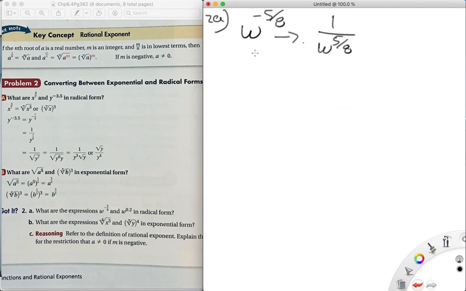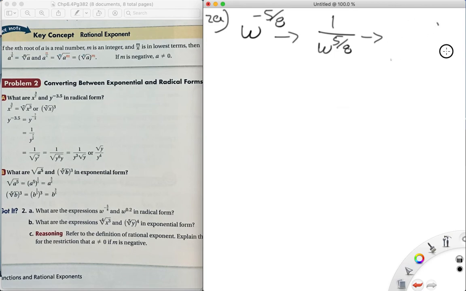Now, they want it in radical form, meaning they want some type of root. I could write it like this: the 8th root of w to the 5. That's perfectly possible for me to do. But here's the problem with that: I have a radical in the denominator, and I don't want that. So we would consider this not necessarily incorrect, but not simplified.